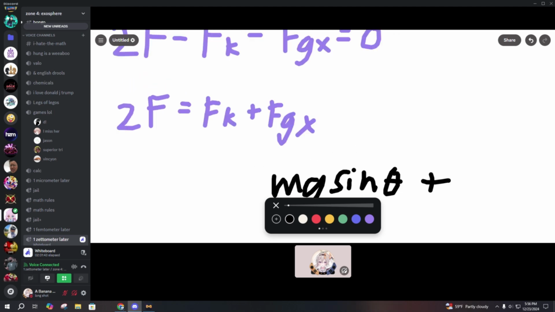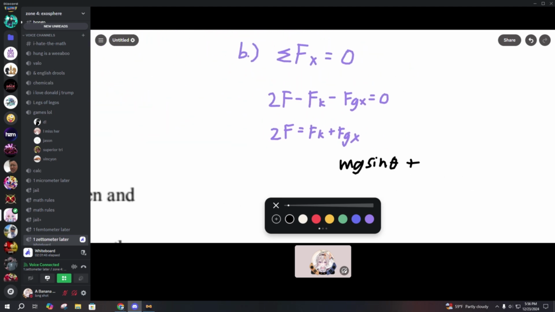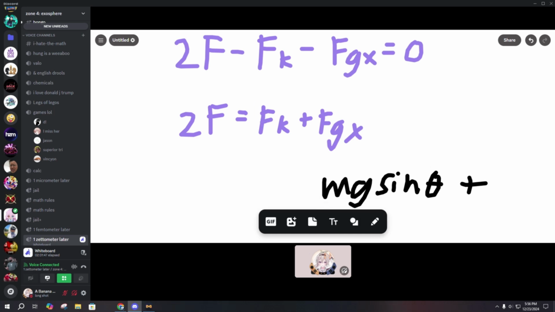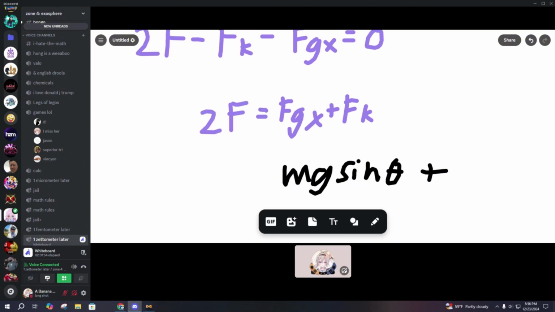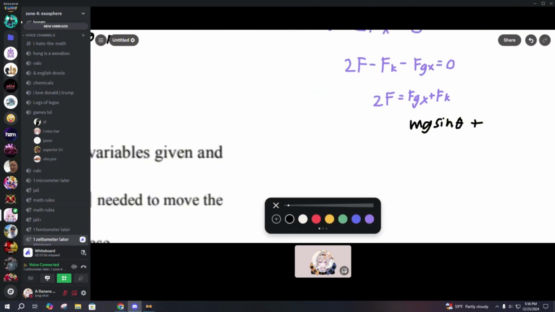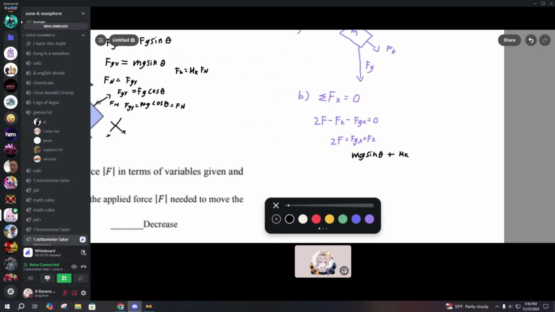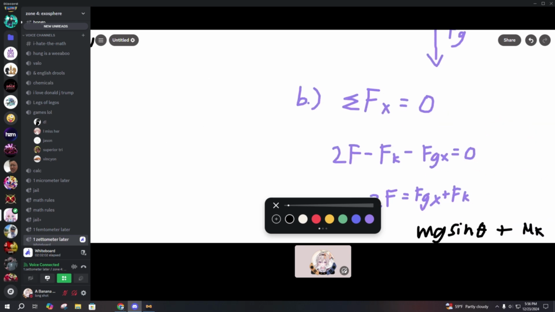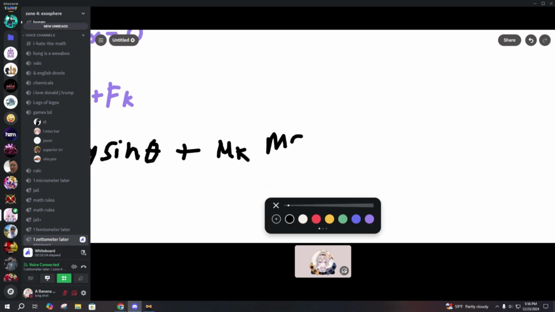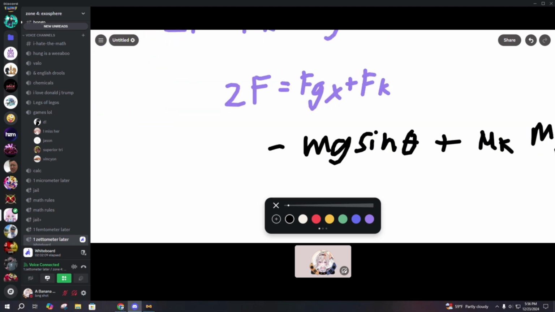Here, I'm just going to put Fk in front. I'm going to move it in front because I wrote Fgx first already. Okay? So then Fk is simply going to be mu k times what Fn is. And what did I define Fn to be? Mg cosine theta. Okay? And that's equal to 2F.